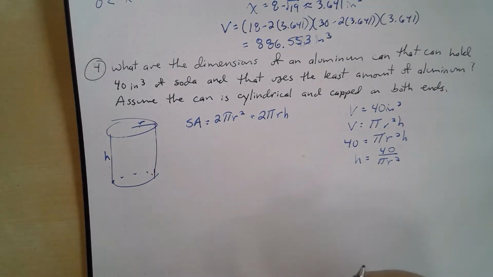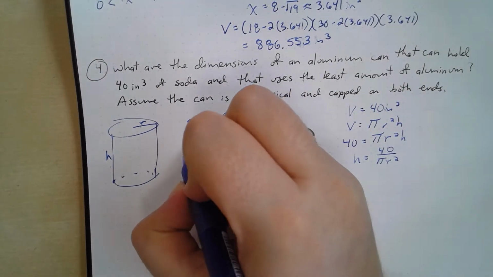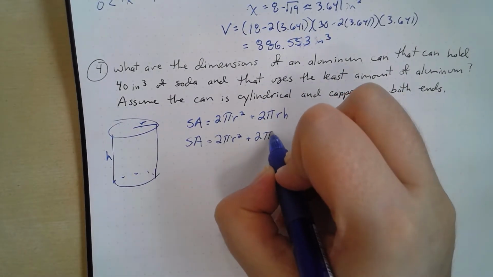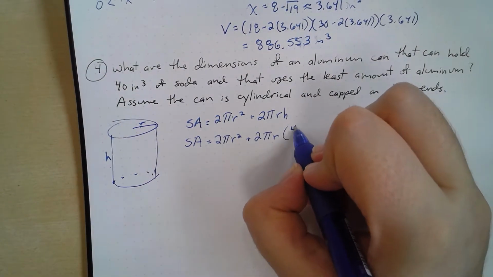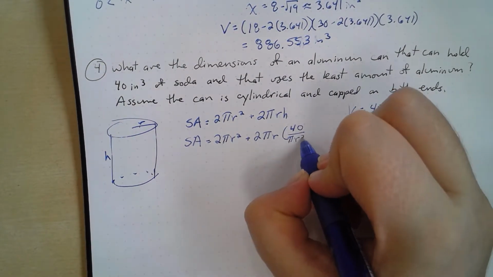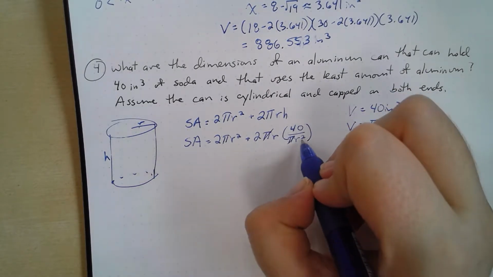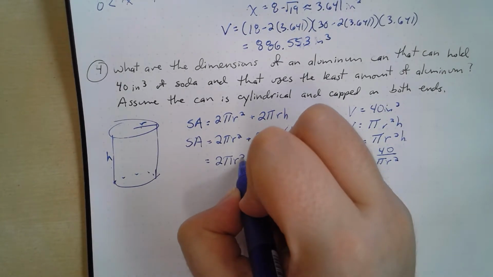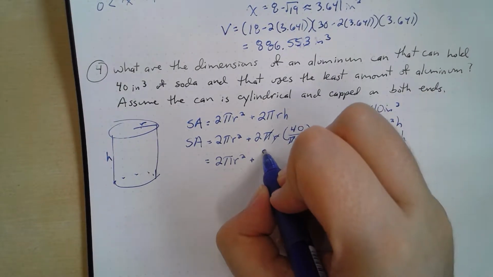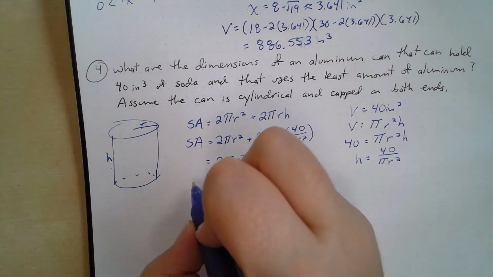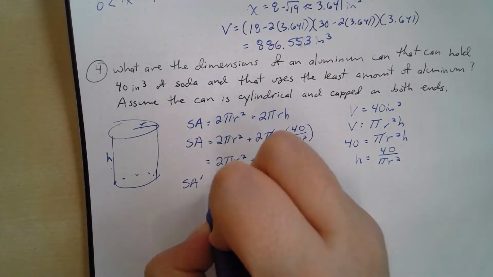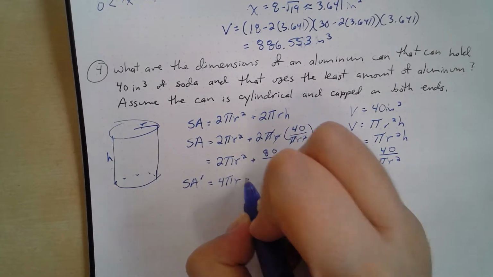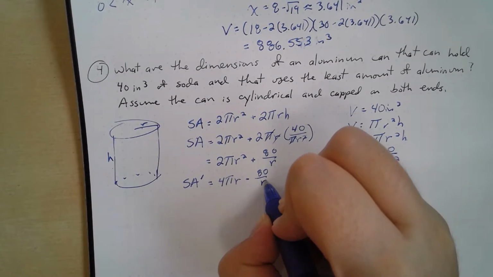All right, so now that I have that information, I can rewrite my surface area, which is equal to 2 pi r squared plus 2 pi r times 40 over pi r squared. And I can cancel out a pi, can cancel out 1 r. So I get our surface area is equal to 2 pi r squared plus 80 over r. Okay, so now I can find the derivative of that, which is going to be equal to 4 pi r minus 80 over r squared.